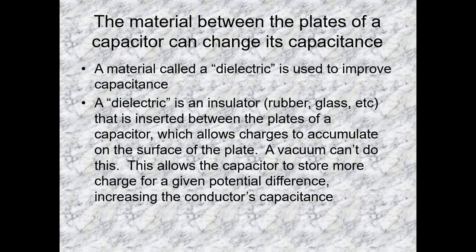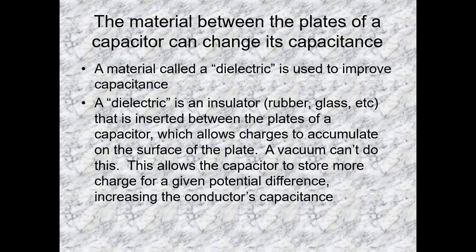Now, the material between the plates of a capacitor can change its capacitance. What is that material called? The dielectric is used to improve capacitance. It means dielectric materials are used to improve the capacitance. A dielectric material means some material is put between the two plates.